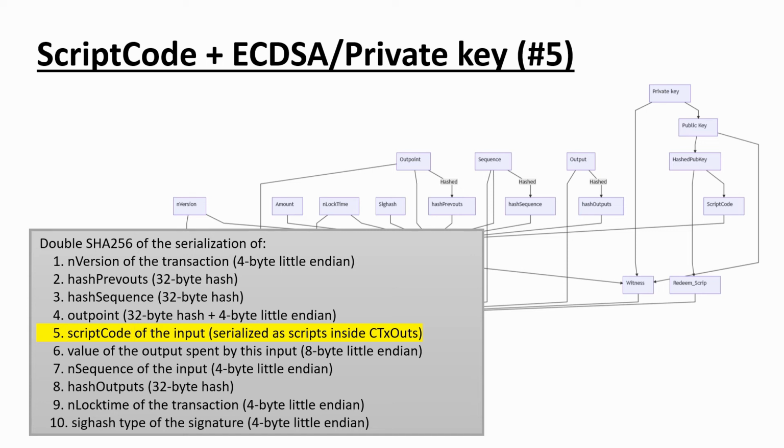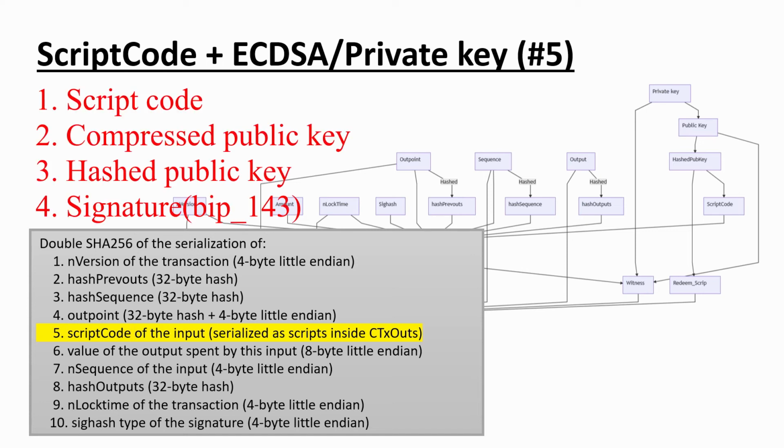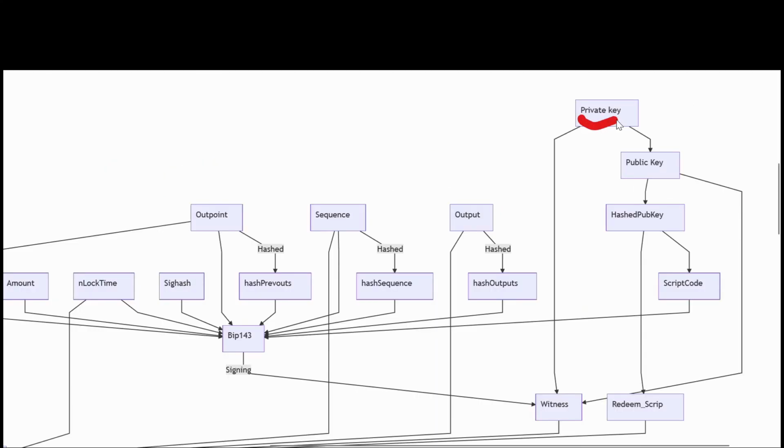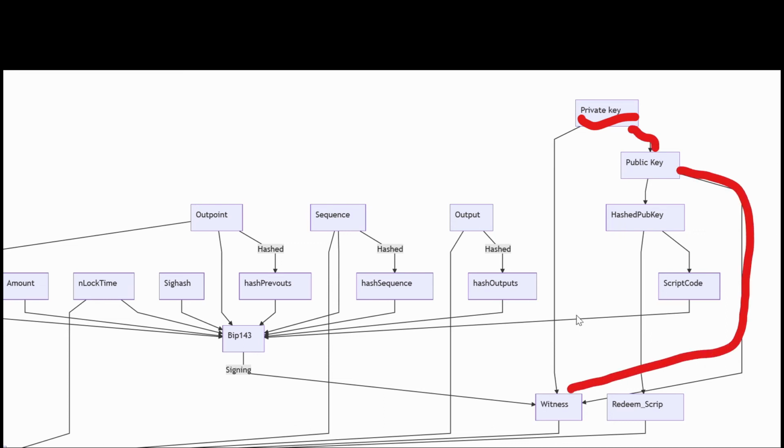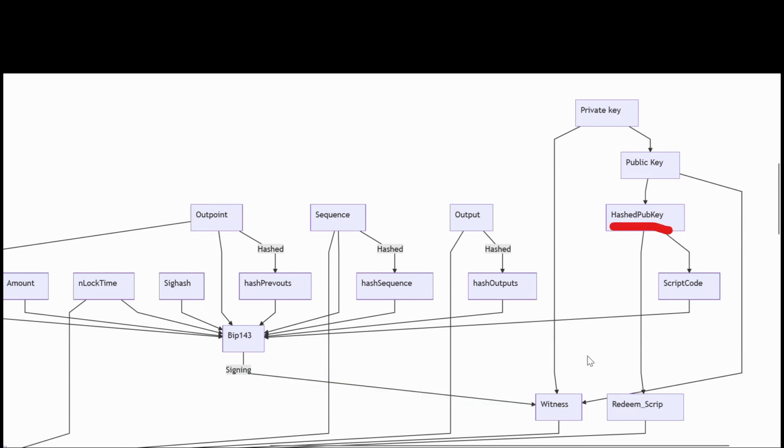Using the private key, we will generate 4 main items. We will generate the script code, the compressed public key, the hashed public key, and after we have completed our BIP 143 serialization, we can also create the signature. The compressed public key and the signature will later be used to create the witness field. The hashed public key will be used to create the script code.